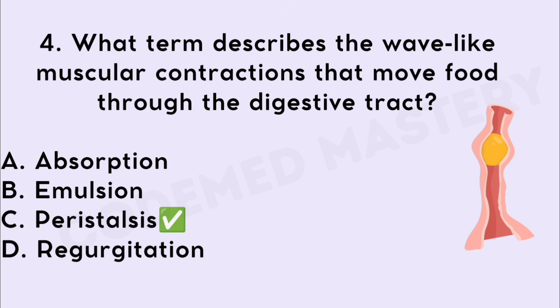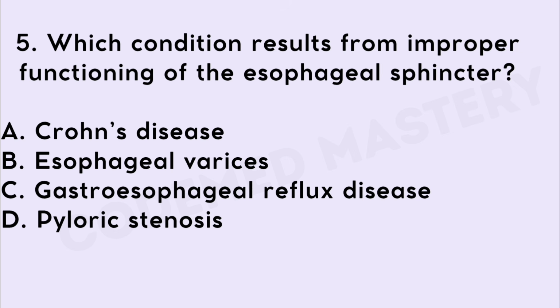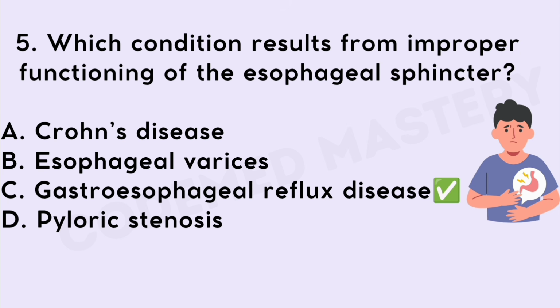Let us move on to the last question. Which condition results from improper functioning of the esophageal sphincter? Option A, Crohn's disease. Option B, esophageal varices. Option C, gastroesophageal reflux disease. And option D, pyloric stenosis. The right answer is option C, gastroesophageal reflux disease.